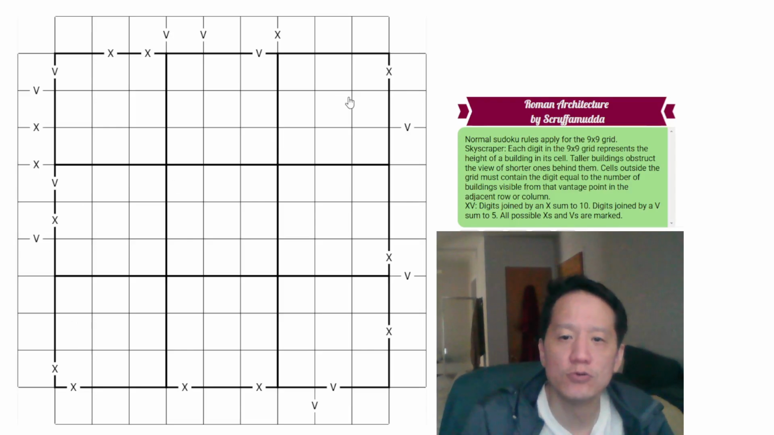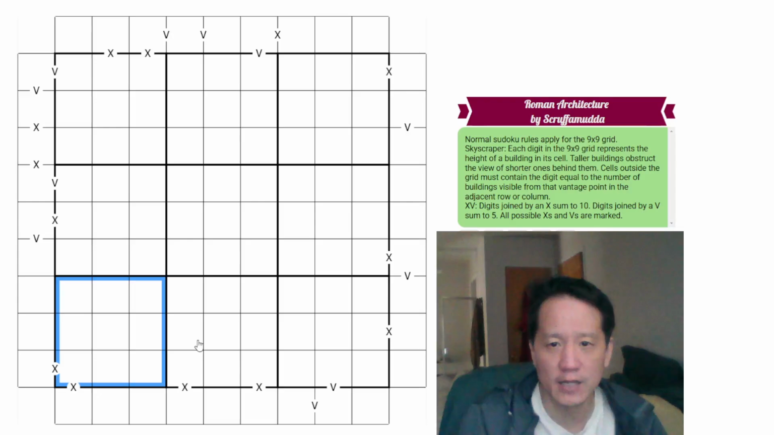Normal Sudoku rules apply for the 9 by 9 grid. So that means we have to place the digits 1 through 9 without repeats in every row, column, and box, which is delineated by the darkened black lines.